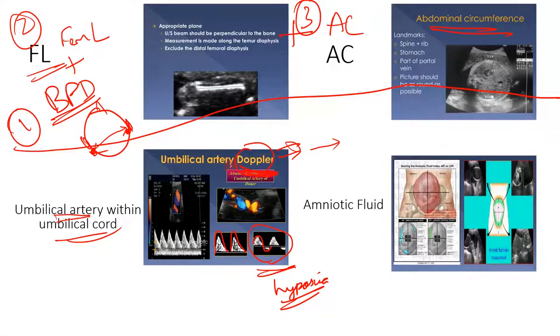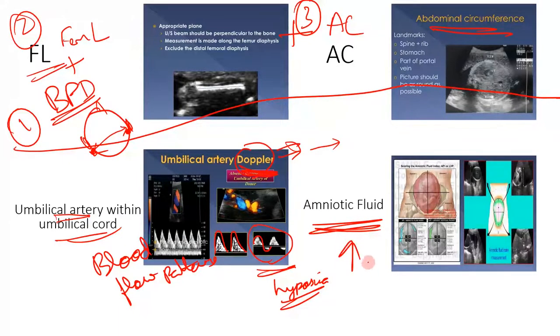When you add Doppler, you will add color to the image. You will basically know blood flow patterns. That's the word I want you to understand: blood flow patterns. You can also know the amniotic fluid amount. You remember two terms about amniotic fluid. Increase of amniotic fluid, you call it polyhydramnios. Decrease of amniotic fluid, you call it oligohydramnios.